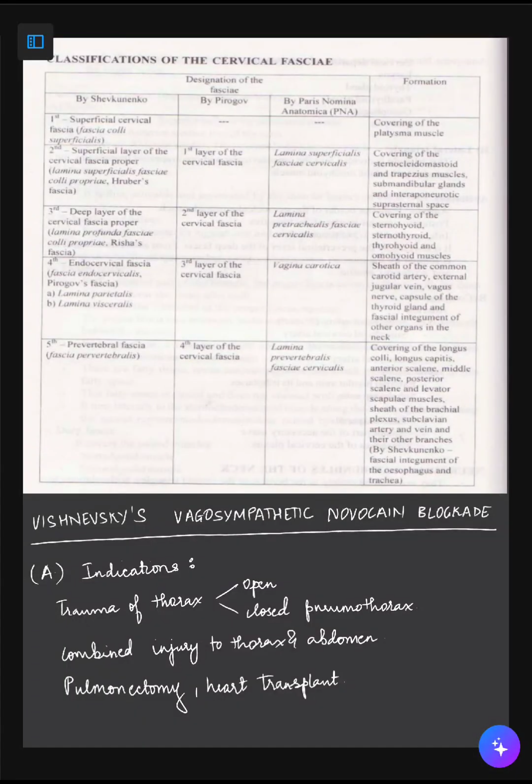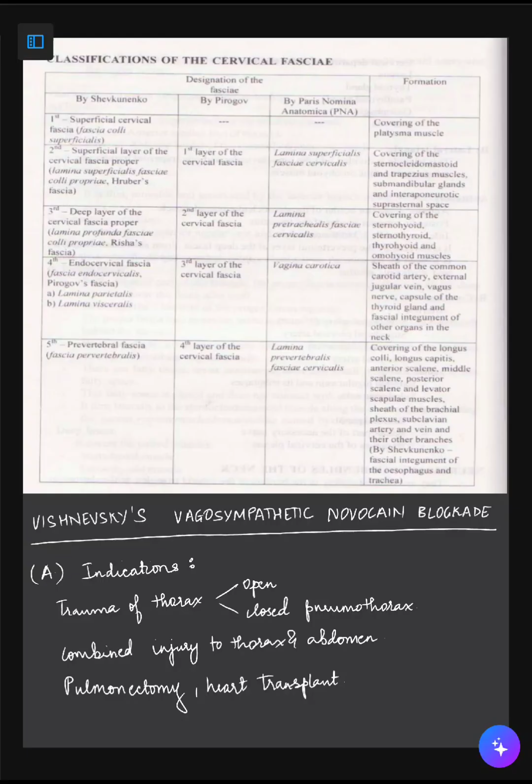Now next is classification of cervical fascia. This is done by different scientists, and according to them, the coverings are described differently. There is nothing much to explain, because three scientists have told three different things. So I think it is better to read and, if possible, remember. Whatever I have explained here, superficial cervical fascia, superficial layer of Herb's fascia, is written. So please, if you can, pause the video and read it.